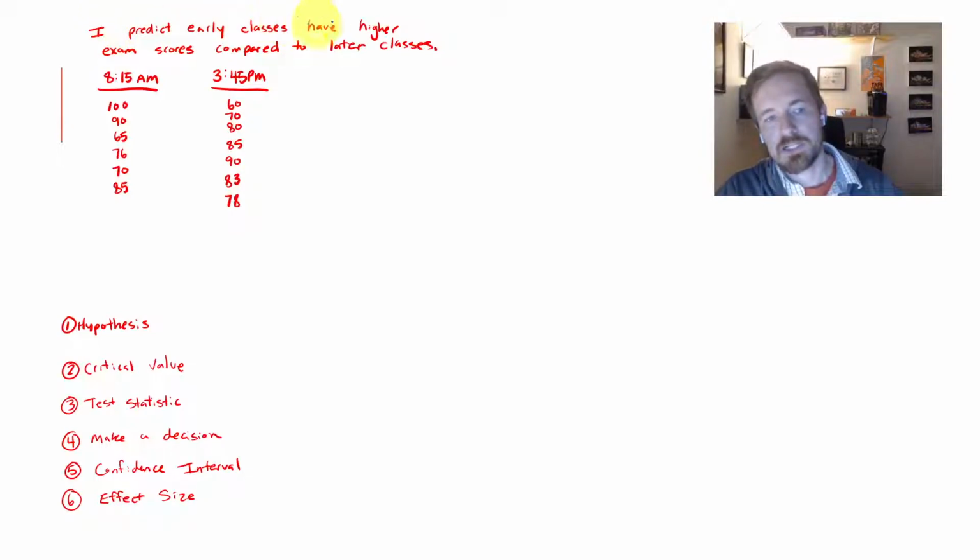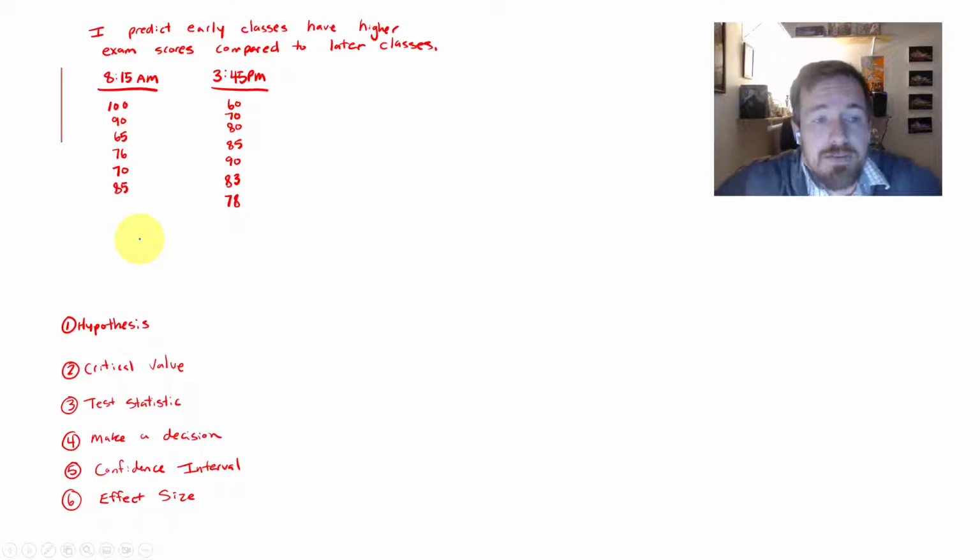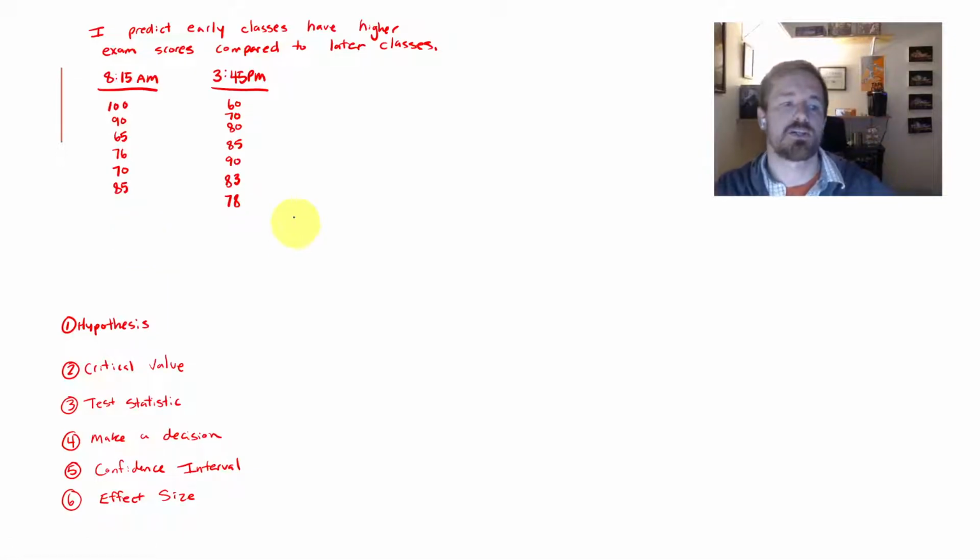So I predict early classes have higher exam scores compared to later classes in the day. This is 8:15 versus 3:45. When I first started working at Westfield, I had a lot of afternoon classes, but I really like teaching in the morning, so that's why a lot of my classes begin at either 8:15 or 9:20. So I had the suspicion, and the reason why I had the suspicion is because I think that the overachievers are the ones who have all these early classes. So that's why I think they have higher exam scores. So we can find out though.